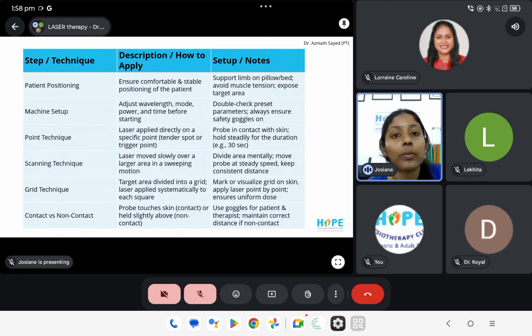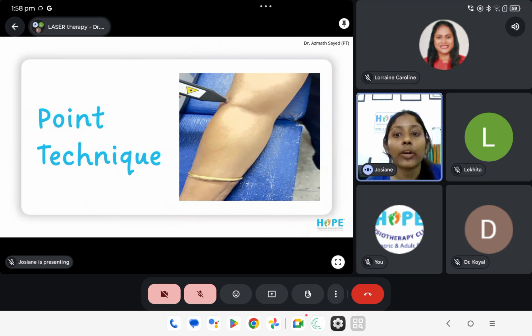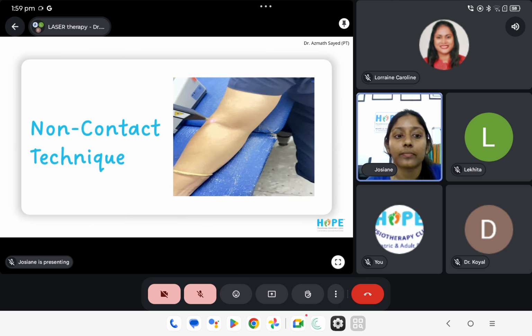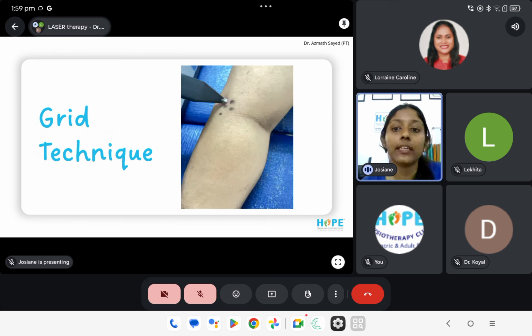There are four application techniques: the point technique, scanning technique, grid technique, and contact versus non-contact. In the point technique, the laser probe touches the skin, coming in contact. In the non-contact technique, there is a 1 to 2 centimeter gap from the targeted skin to the laser probe. In the grid technique, grids are marked on the skin, and accordingly we give 30 seconds of deeper penetration onto that targeted spot, and then we shift.